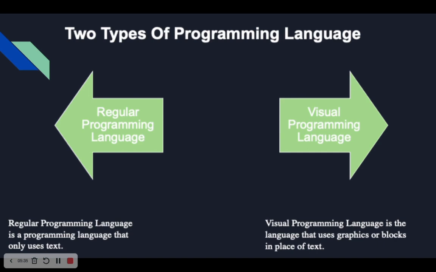Visual programming language is the language that uses graphics or blocks in place of text. So visual programming language is like drag and drop. You drag something, I want this thing to move. You drag the block for move and then drop it in the canvas where you want it to perform that action. And then that action is done, you drag another block of code to make your sprite or your object move or do whatever you want. All right?